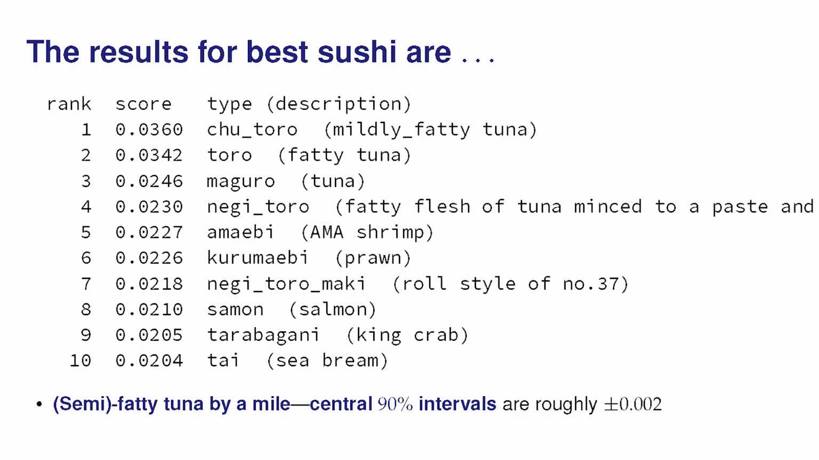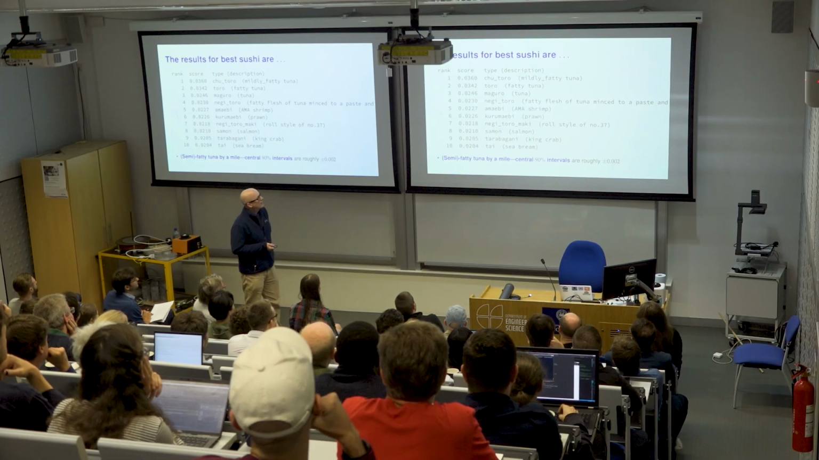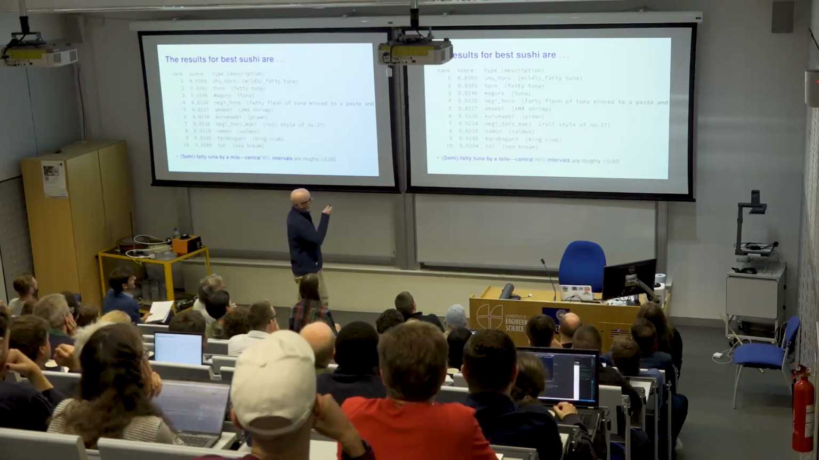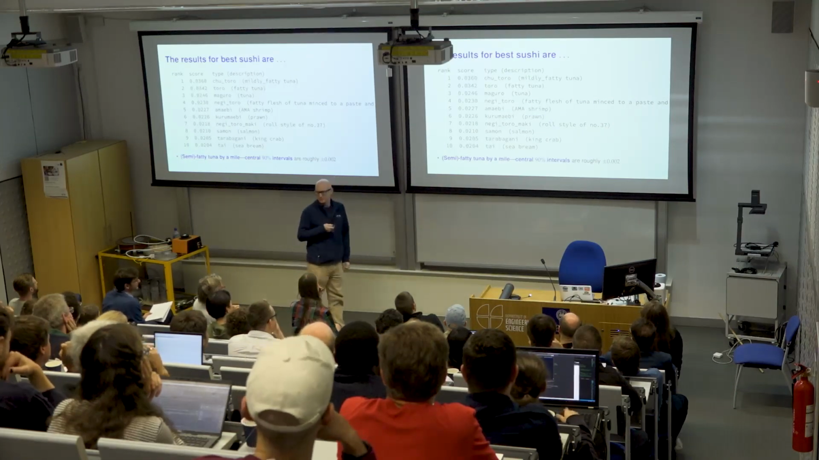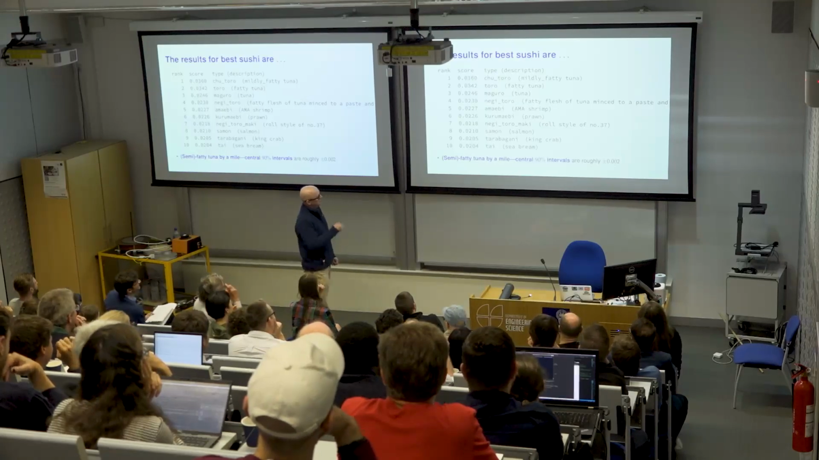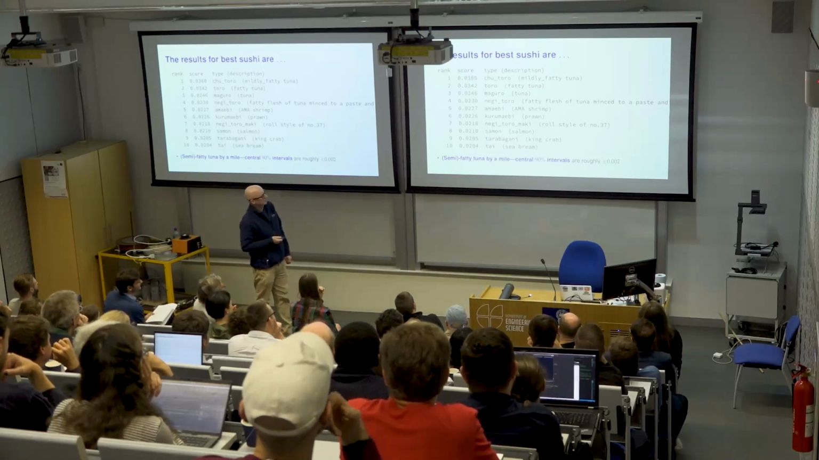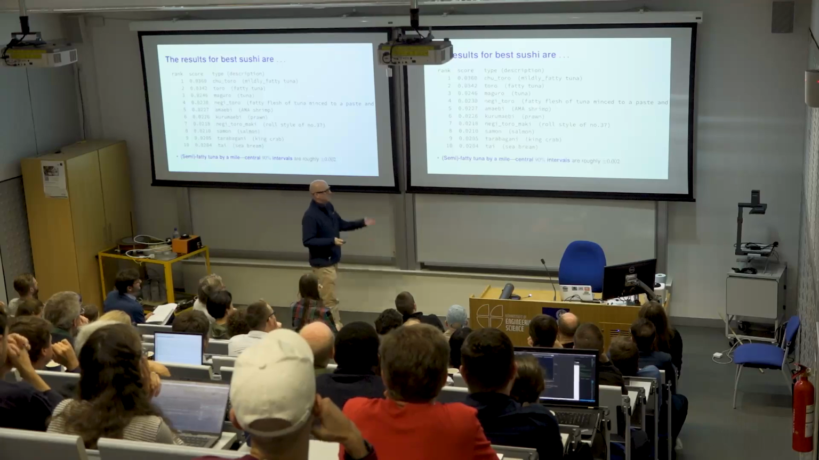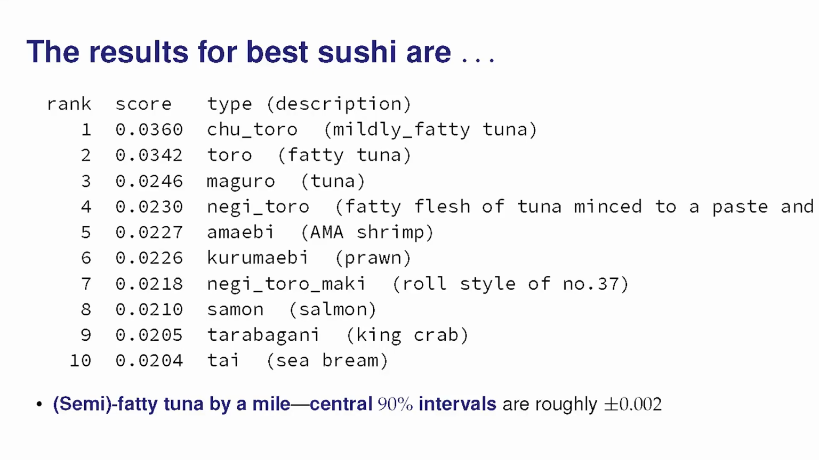So what do we get for best sushi? Well, it turns out Japanese people really like tuna, and especially they like fatty tuna. Right? So it's mildly fatty tuna, tuna ground up into a roll. And they're way out ahead of everything else. And then shrimp and prawn and salmon, the one I actually really like the best. So anyway, the central 90% intervals are very tight.